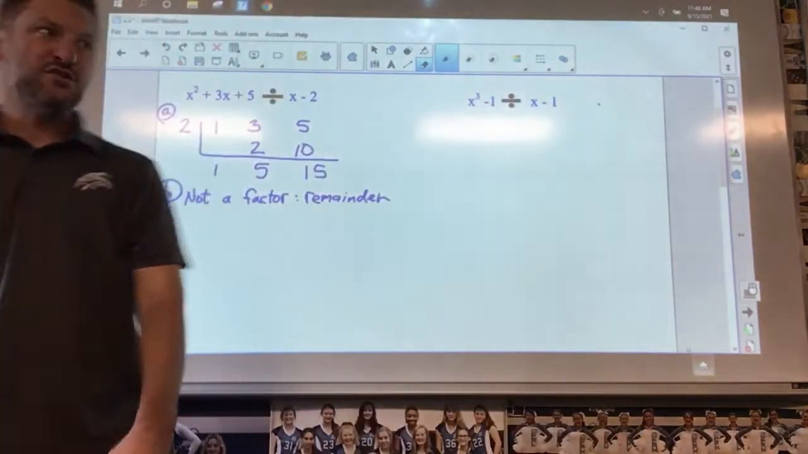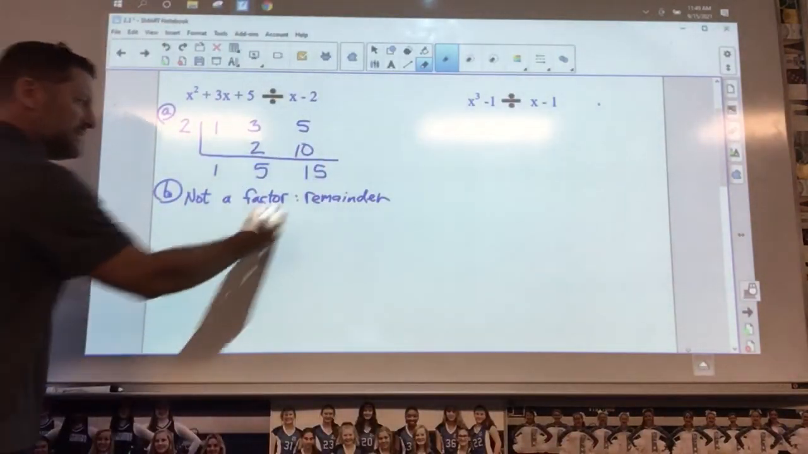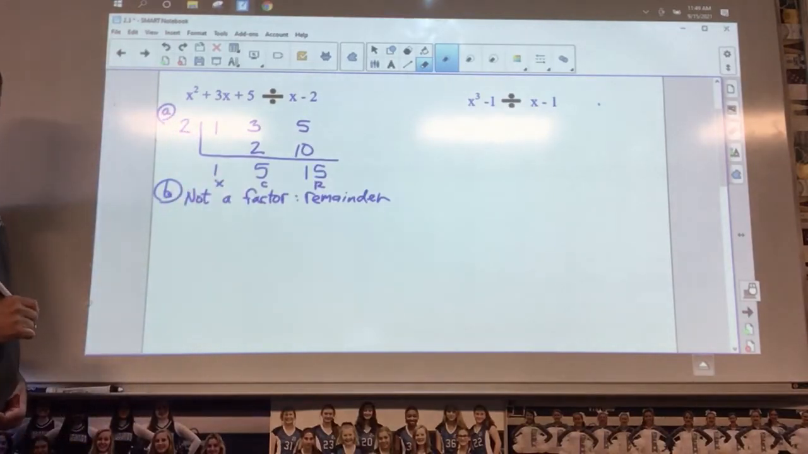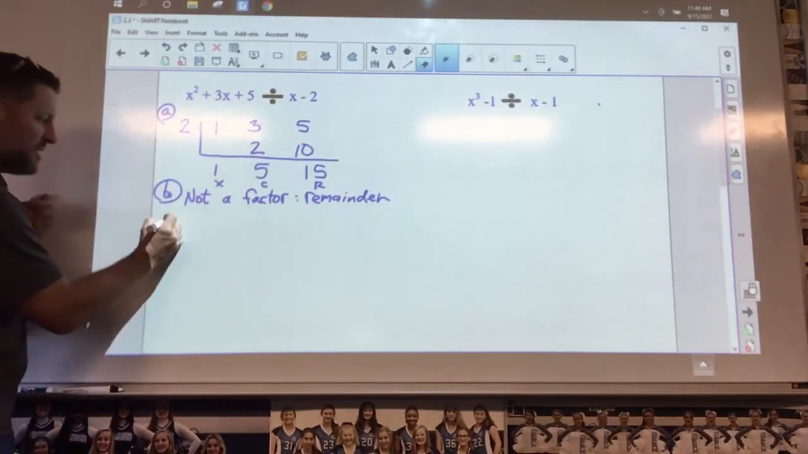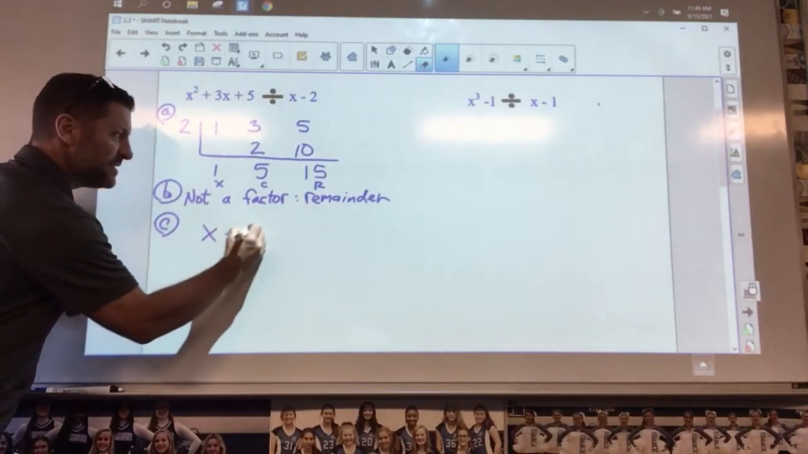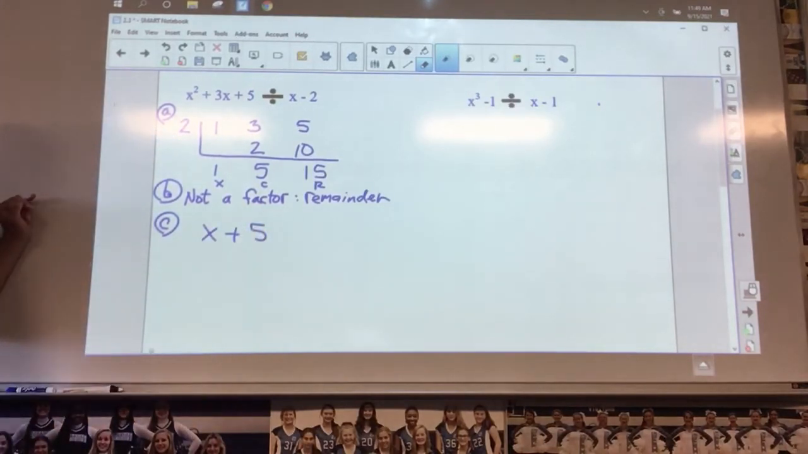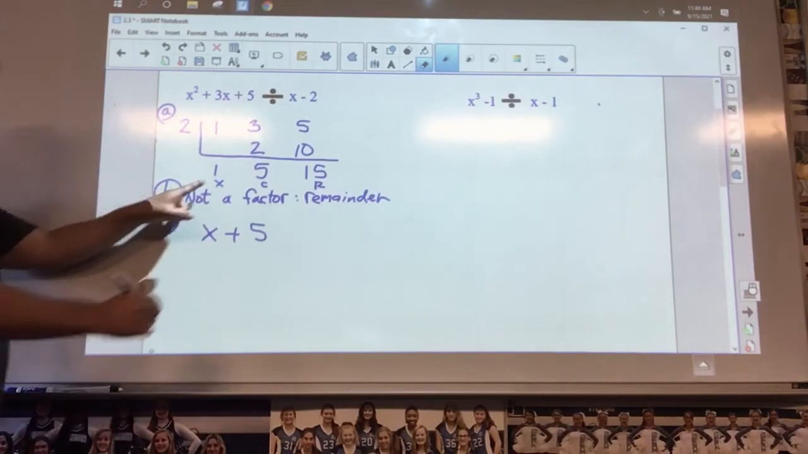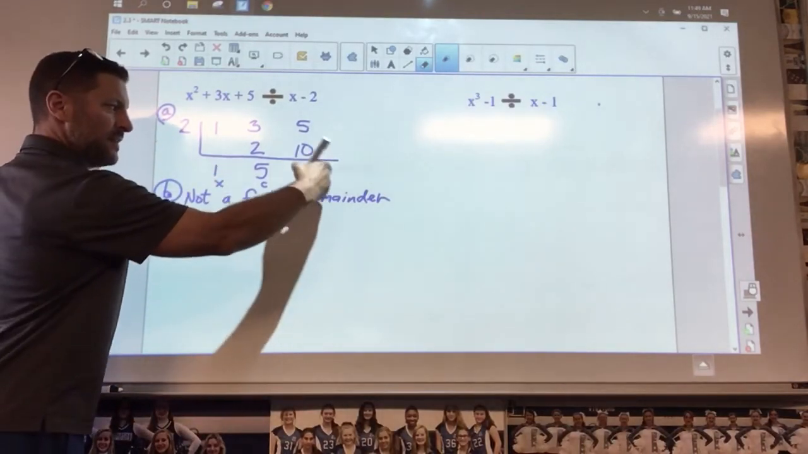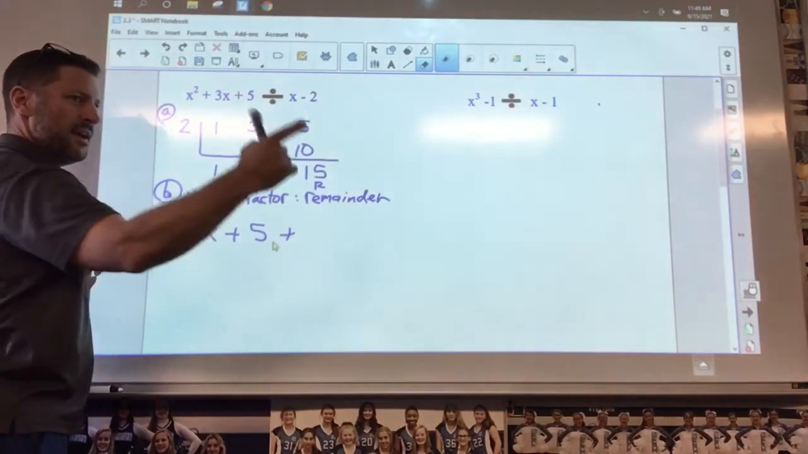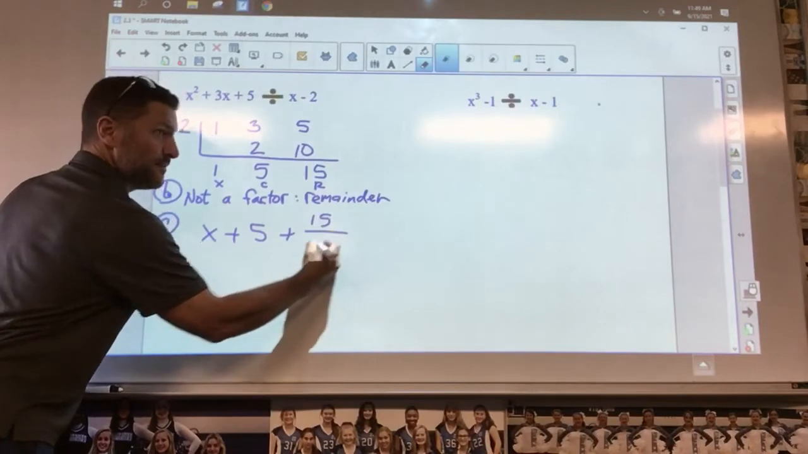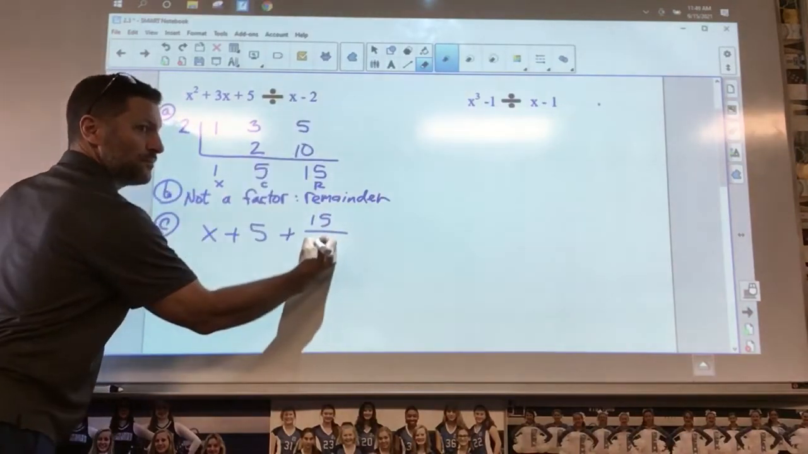Okay, so here's my answer. My answer is remainder, constant, x. So the result of the division is this: x plus 5, yes? x plus 5 plus, how do we write that idea? 15 over, try again, negative 2, the whole thing, x minus 2.